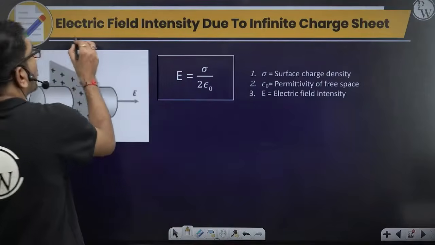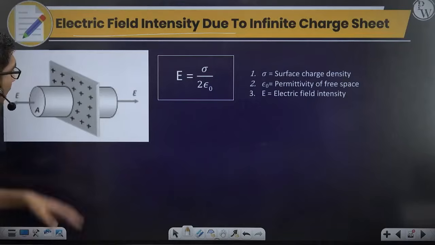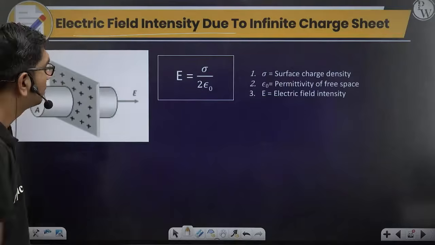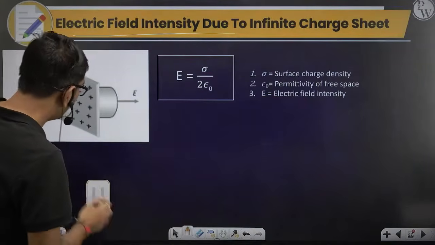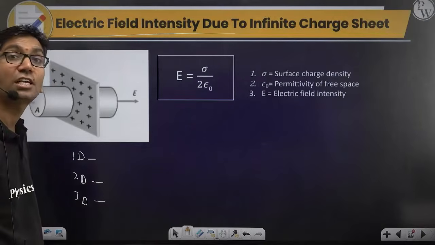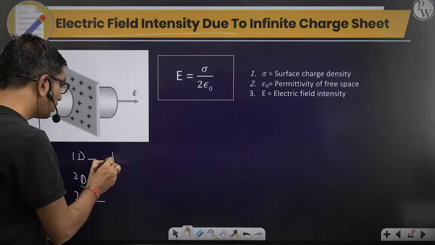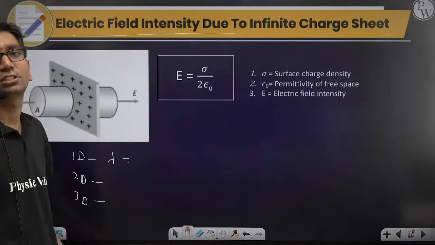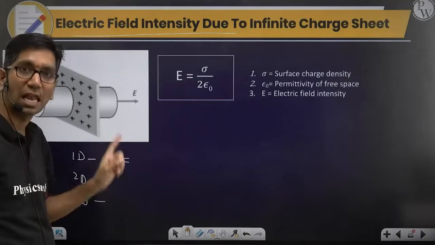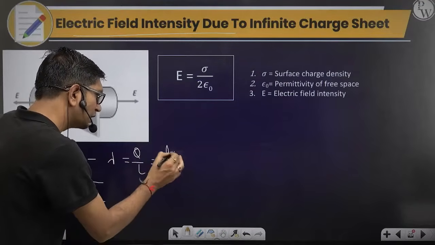Electric field intensity due to infinite charge sheet. Finally what we get is sigma by 2 epsilon naught. Sigma is nothing but what? See here, 1 dimension, 2 dimension and 3 dimension, we have a charge distribution. 1 dimension is nothing but a hair. Here we call it the linear charge density, denoted by the symbol lambda. The formula for this one is total charge by total length, small charge by small length.